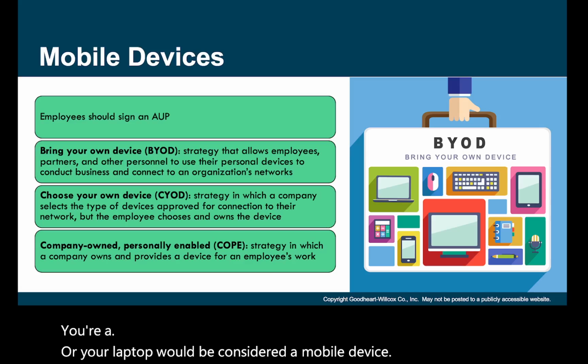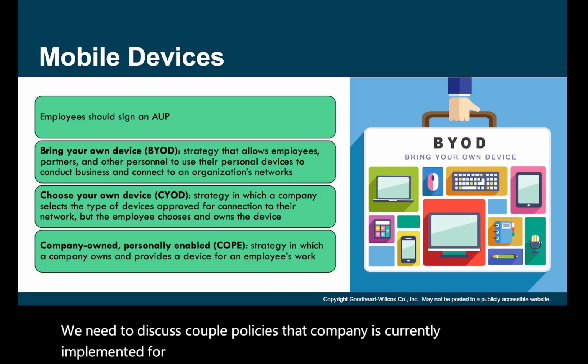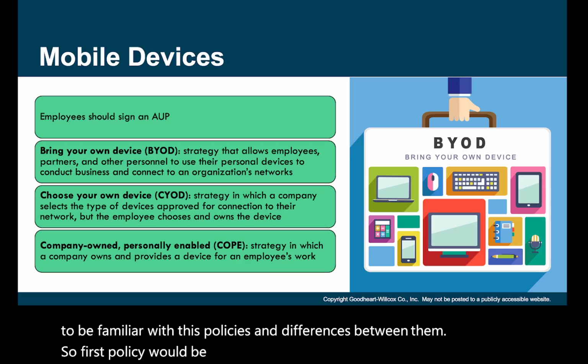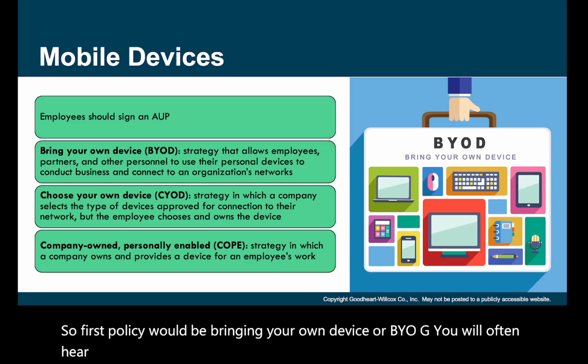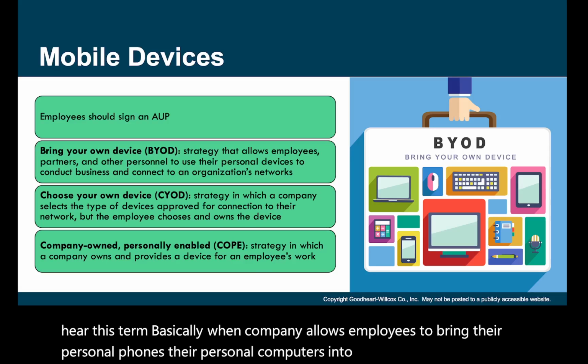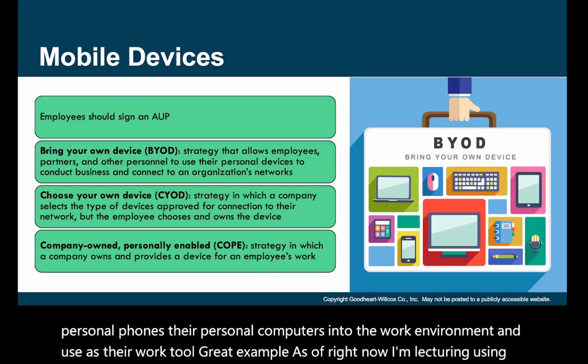Now we need to discuss a couple policies that companies currently implement for employees, because it's really important in cybersecurity to be familiar with these policies and the differences between them. So the first policy would be bring your own device, or BYOD. You will often hear this term BYOD. Basically, when a company allows employees to bring their personal phones and personal computers into the work environment and use them as their work tool. A great example: as of right now, I'm lecturing using my personal computer in my office in our campus.